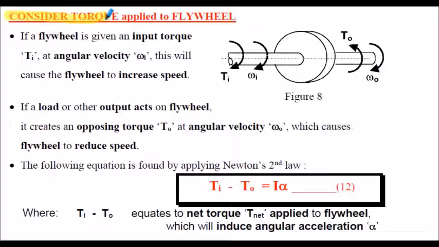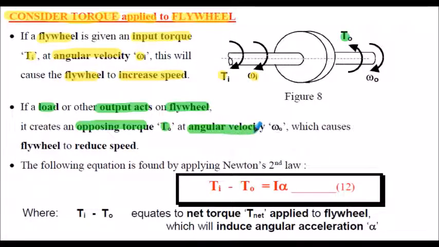Let's consider a torque applied to the flywheel. So if a flywheel is given an input torque, Ti, shown in the figure, at an angular velocity, omega I, shown here, this will cause the flywheel to increase speed. If a load or other output acts on the flywheel, it creates an opposing torque, To, shown here, at an angular velocity of omega O, shown here. And this causes the flywheel to reduce speed.